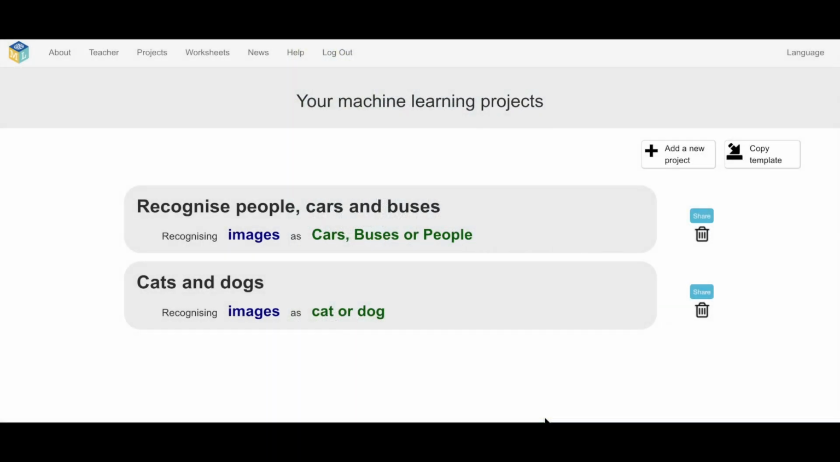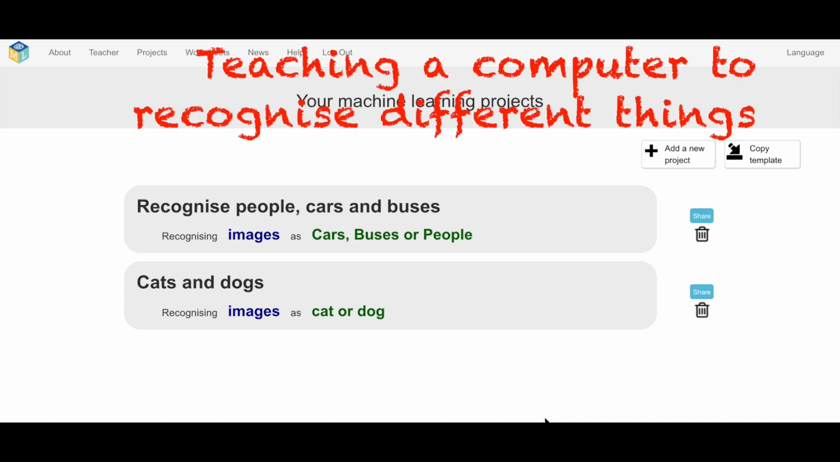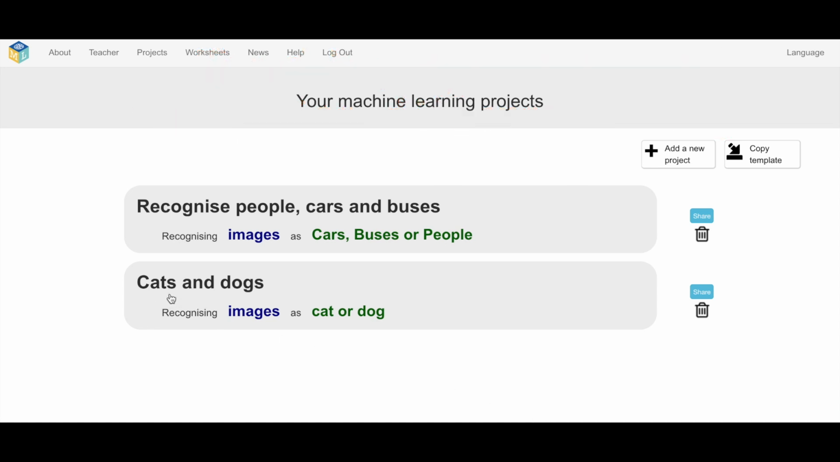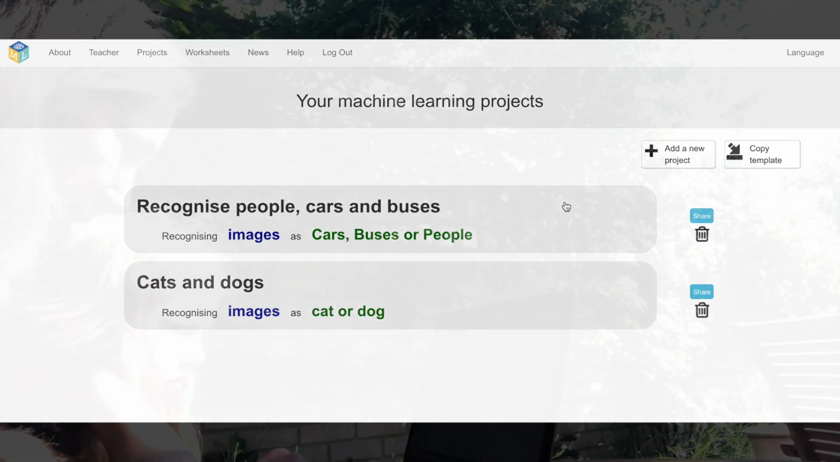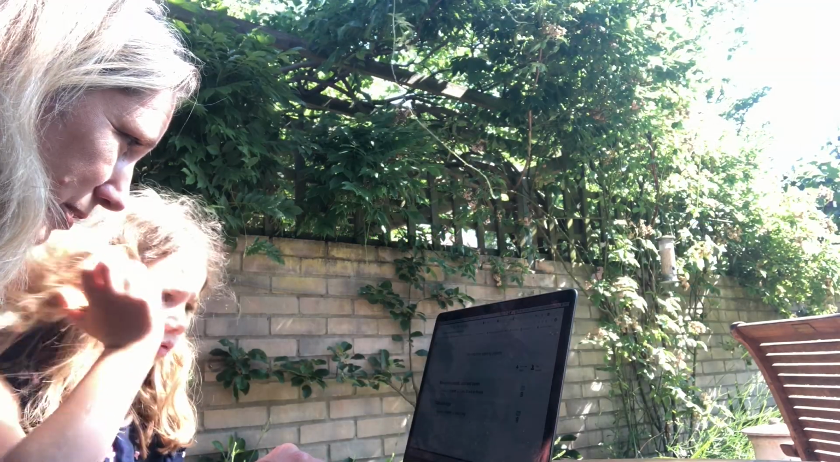So this is our own way of teaching a computer to recognise, well, we can either get it to recognise a picture of a cat or a picture of a dog, or what we want to try and do is the difference between whether there's people walking down the street or cars or buses. So should we learn how we can teach a computer to do this? So this is it.